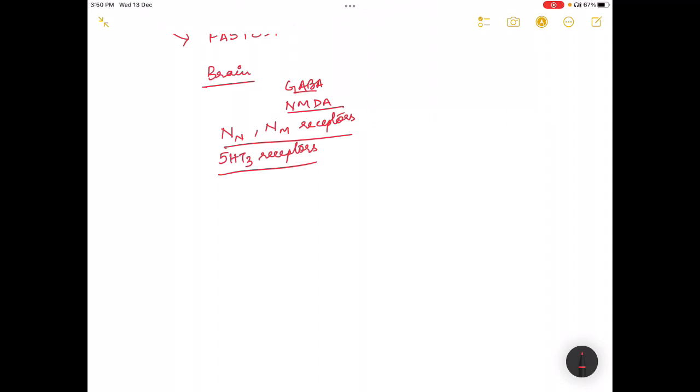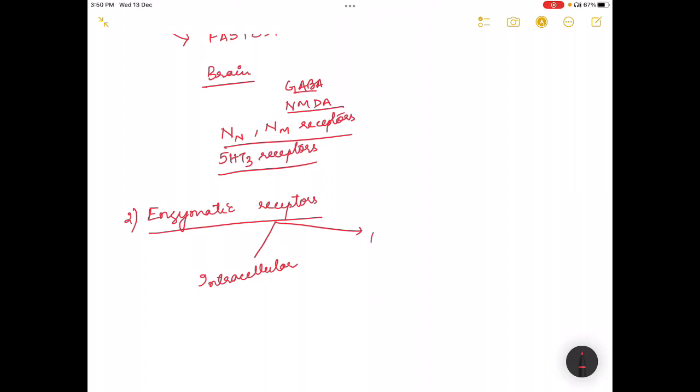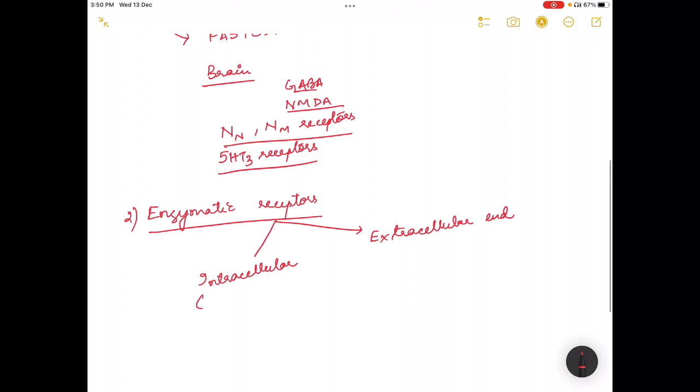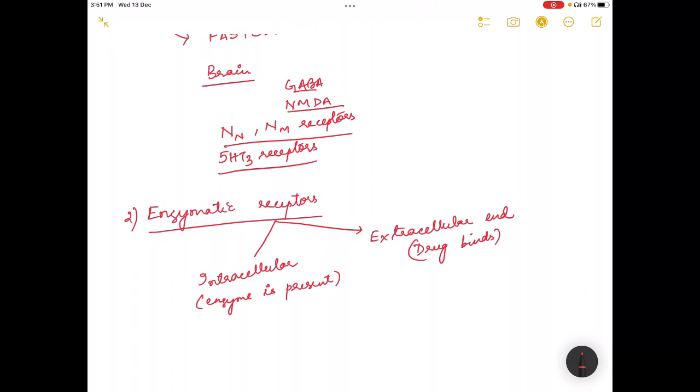Next, coming to enzymatic receptors. So this enzymatic receptors, these have two ends. One is the intracellular end, and there is the extracellular end. So in the intracellular end, the enzyme is present, and in the extracellular end, the drug binds to the receptor. Now binding of the drug, that activates the receptor, which leads to the activation of the enzyme. This enzyme produces the action. So without the entering of the drug into the cell, the drug can produce the action.